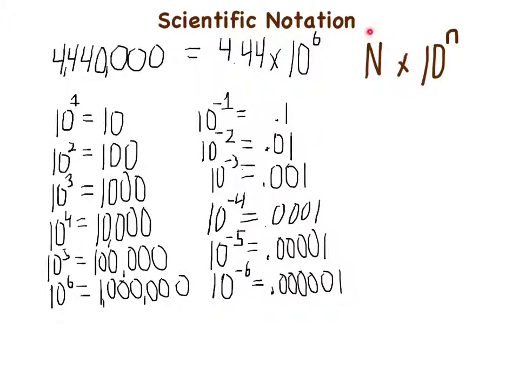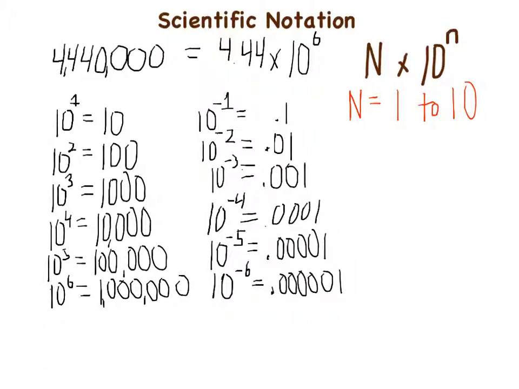So over here to the right, I have the general format of scientific notation. Big N times 10 raised to the little n. So let's talk about what all these mean. The big N can equal any number between 1 to 10. Okay, so if we look at our example, the big N right here is 4.44. That is between 1 and 10. Okay, so we're good so far.